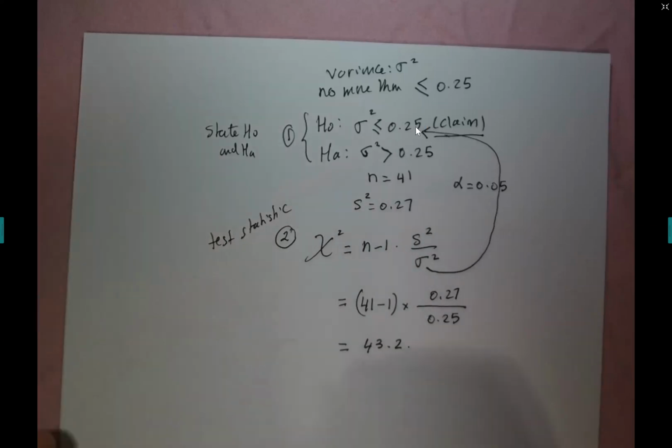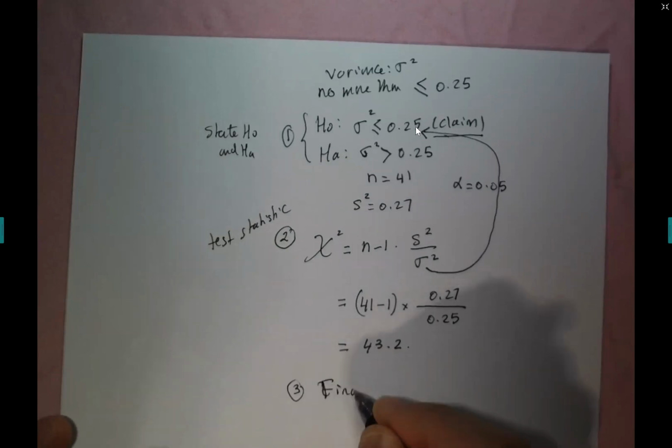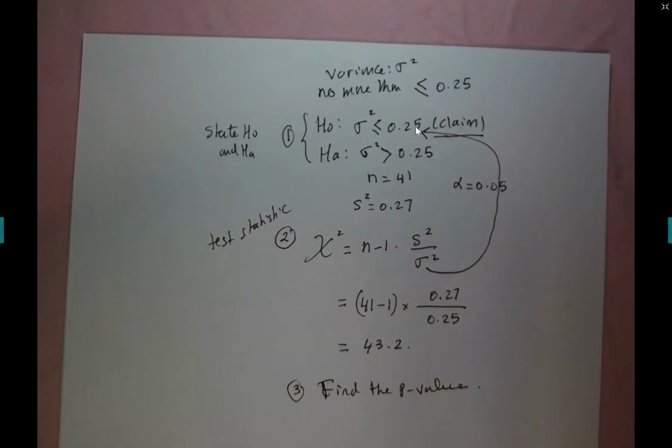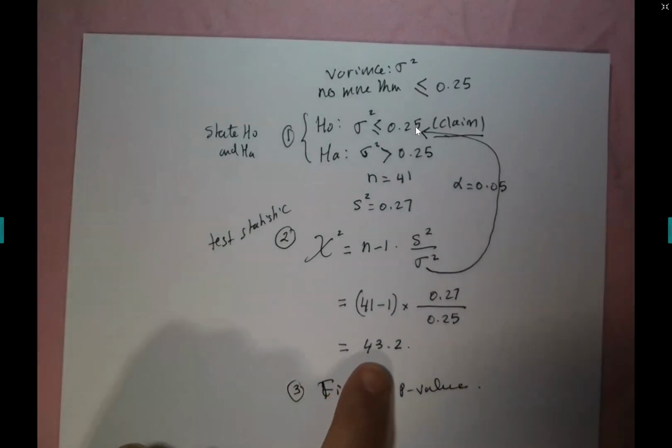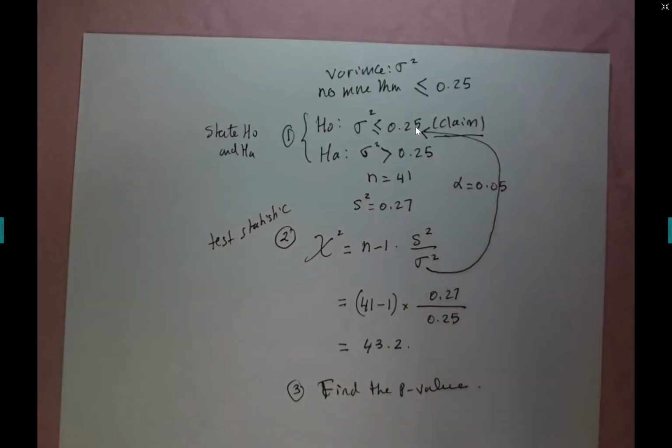Step number 3, guys, which I'm going to show you how to do. Find the p-value. We're going to do the p-value approach. The p-value is going to be the area to the right of the test statistic, because we have a right tail test right here. And let's get the calculator ready. Just 1 second.